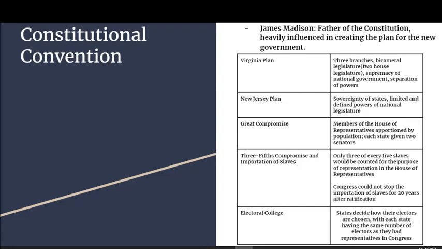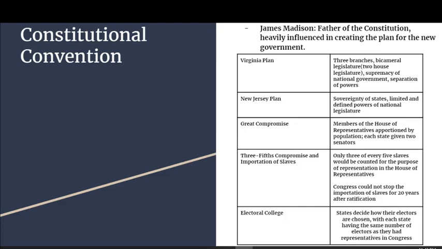They were not people, but people thought they were sort of people, but not really, because they wanted more representation in the House of Representatives. That was the only reason why, and so they had that compromise instead. And now Congress could not stop the importation of slaves for 20 years after this document was ratified.